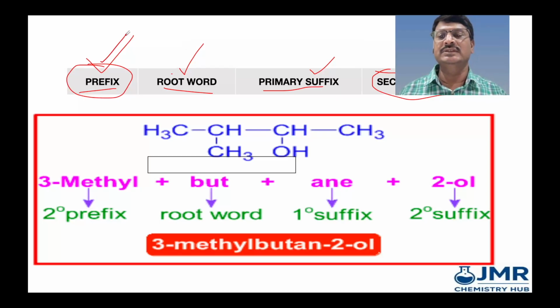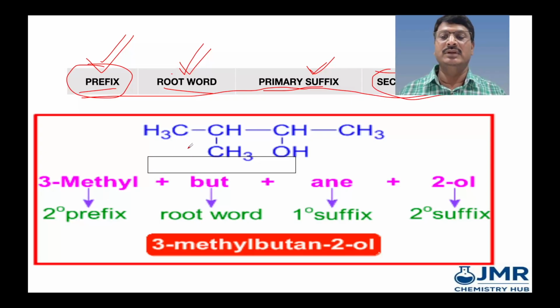So the prefix is side chains, the root word is the main chain, that is the number of carbons in the main chain. The primary suffix is whether it is saturated or unsaturated, and the secondary suffix is whether the compound contains a functional group. So these are the main words present in an organic compound name.